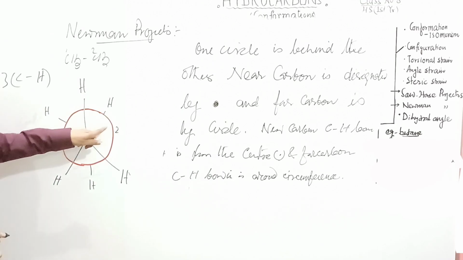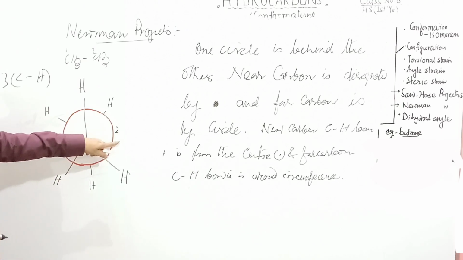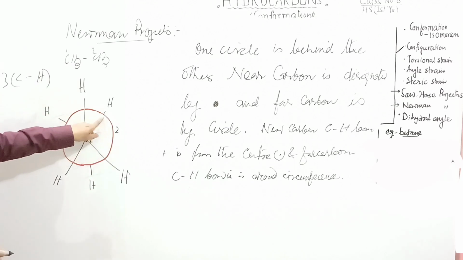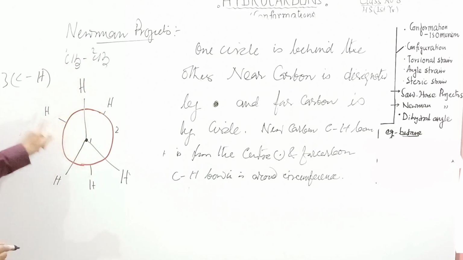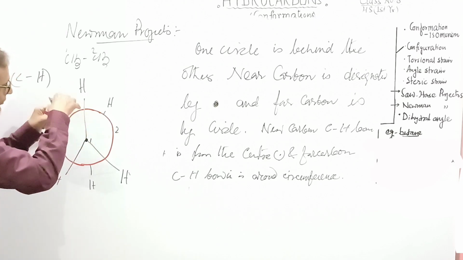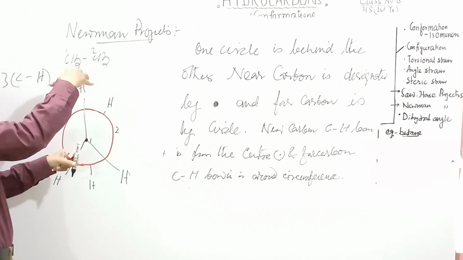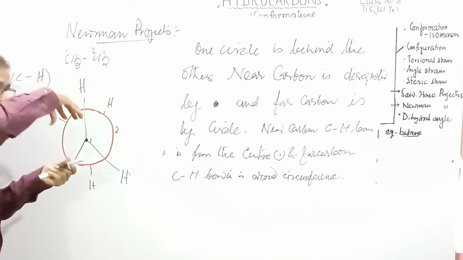So carbon 1 and carbon 2. This is the Newman projection. This is the near carbon, this is the far carbon. It has got hydrogen, hydrogen, hydrogen, and the red circumference carbon is the far carbon, with hydrogen, hydrogen. I have placed the carbon-hydrogen bonds in such a way that carbon 2 is exactly above carbon 1. In this way, one is above the other.